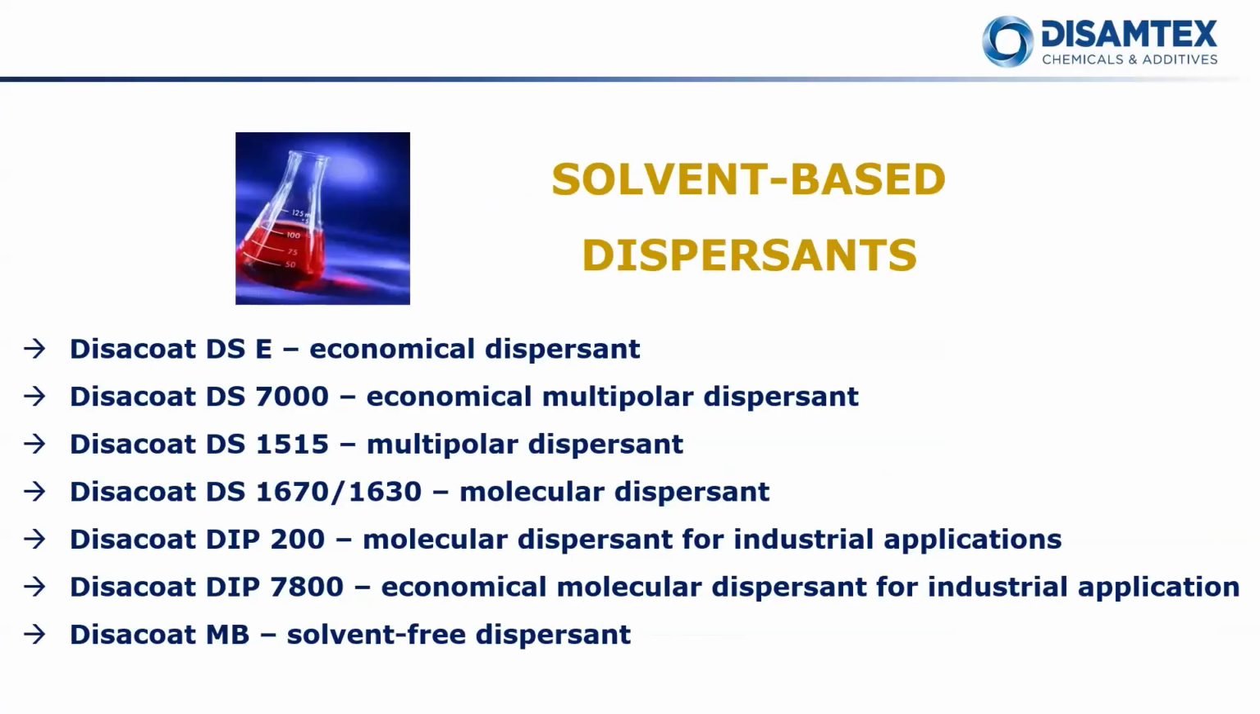You see now the main dispersants for solvent-based systems from Disamtex, with a short and generic explanation of their chemical composition or their application intent. And one that is commonly highlighted is Disacode DIP 2100.